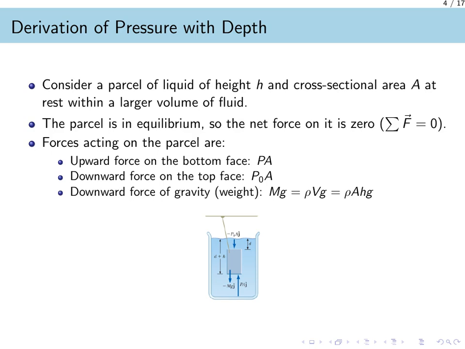First, the fluid above the parcel pushes down on its top surface. This force equals the pressure at the top, P0, multiplied by the area A. Second, the fluid below the parcel pushes up on its bottom surface. This upward force is the pressure at the bottom, P, times the area A. Finally, gravity pulls the parcel itself downward. This force is its weight, which is its mass times g. We can express the mass as the density, rho, times the volume, which is A times h. These three forces must balance for the parcel to be in equilibrium.